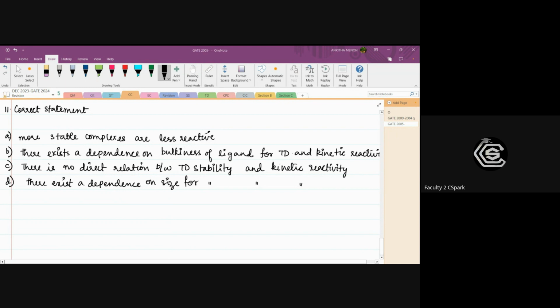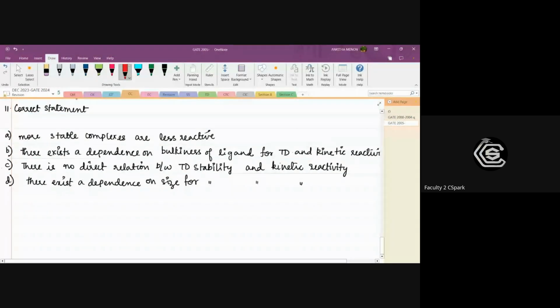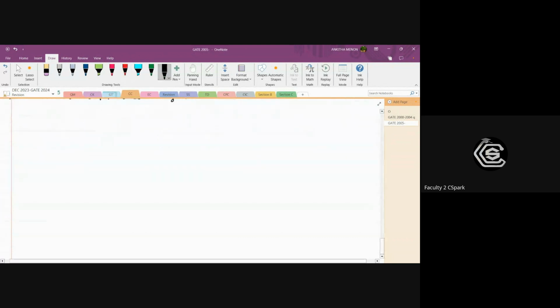Yes. The correct answer is option C. There is no correlation between thermodynamic stability and kinetic reactivity. Okay. Question number 12 is important. I don't have that table now.